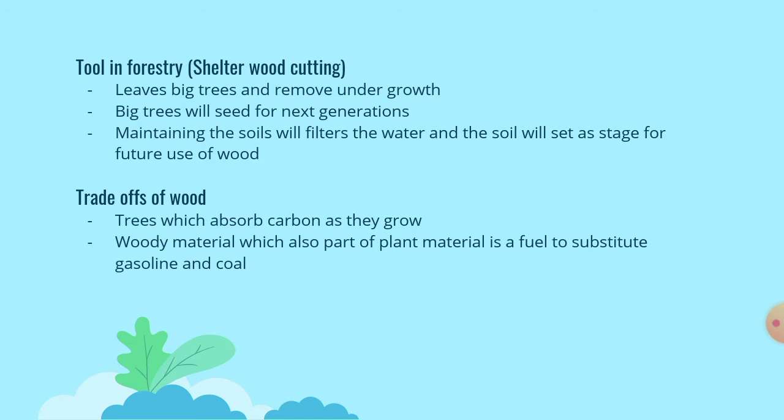Shelterwood cutting is one of the common tools in forestry, where big trees are left standing for the next generation. Trees absorb carbon as they grow and store carbon when used as wood, and as a wood material it can be traded off for gasoline and coal.